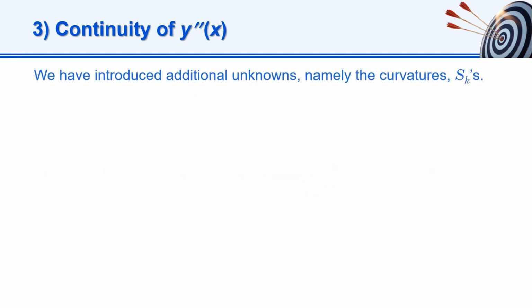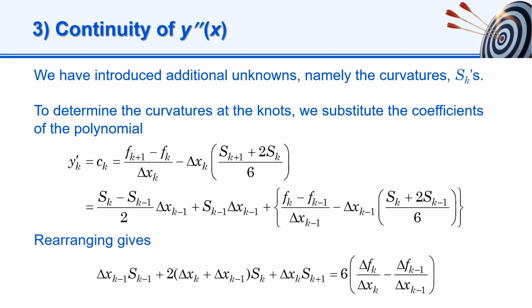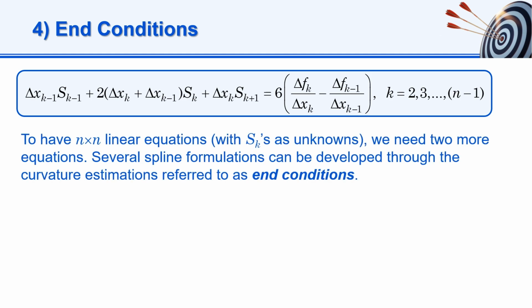We have introduced additional unknowns, namely the s_k's. To determine the curvatures at the knots, we substitute the coefficients of the polynomial. Rearranging gives the following relationship. This expression gives the relationship between the curvatures of 3 consecutive knots. To have n linear equations with the s_k's as unknowns, we need 2 more equations.